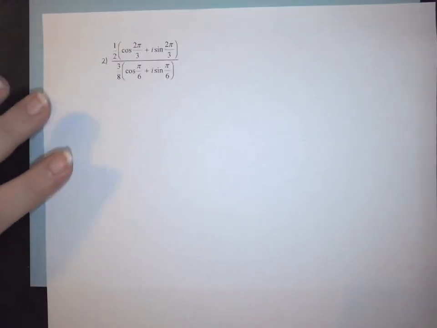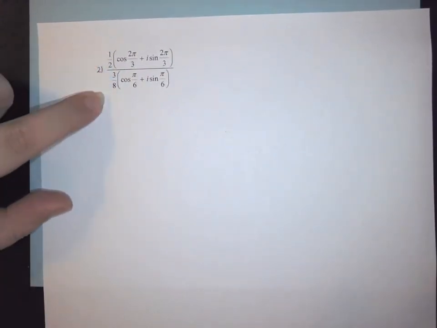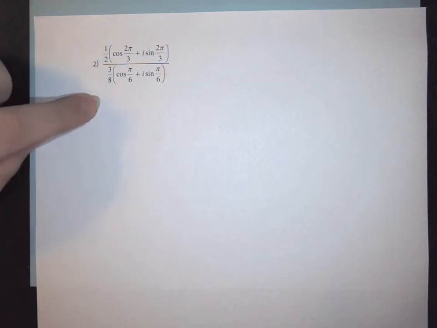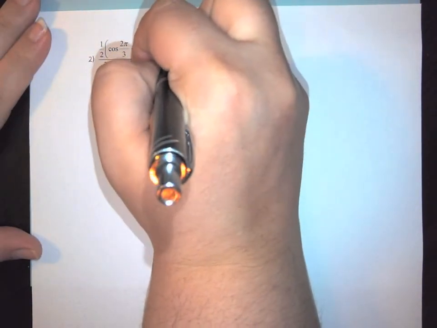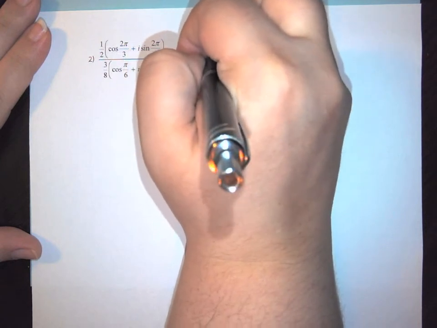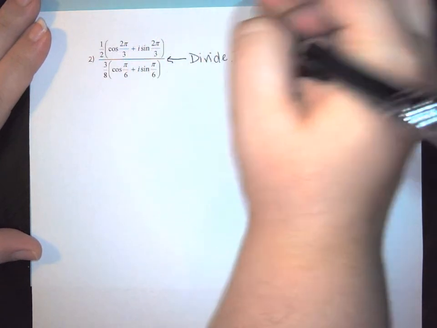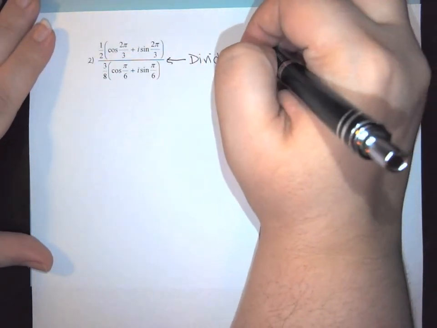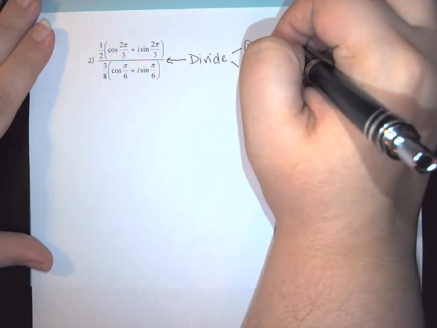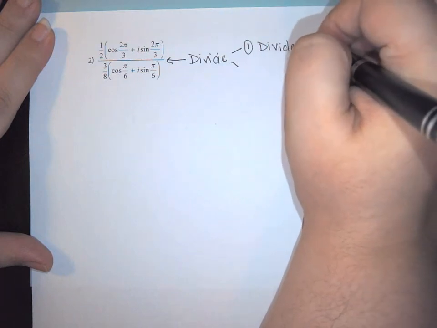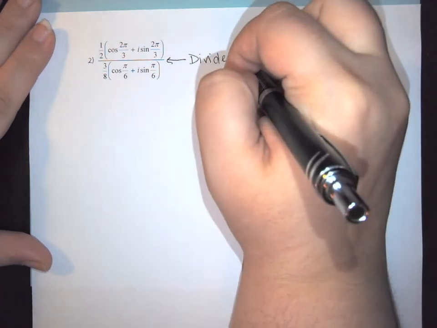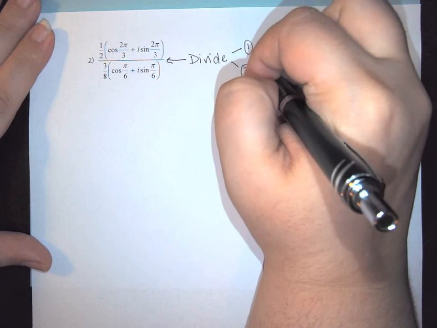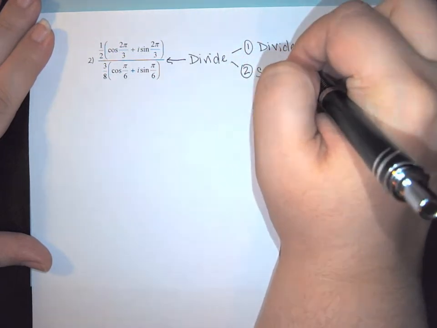Now let's look at one more example here. Notice in this one I'm dividing. How do I know? Because I have a numerator and a denominator. So this right here says that we are going to divide. Again, I have two ideas I have to keep in mind. First, I have to divide your z terms. And the second says that I need to subtract your angles.